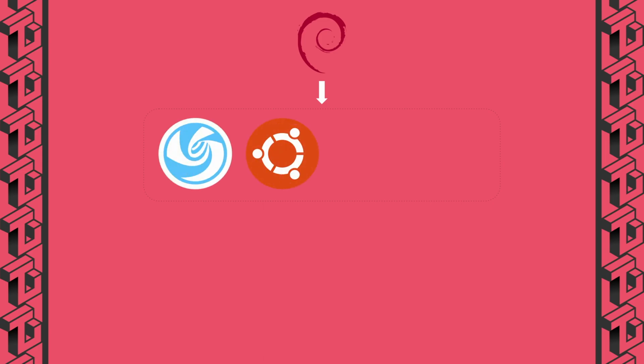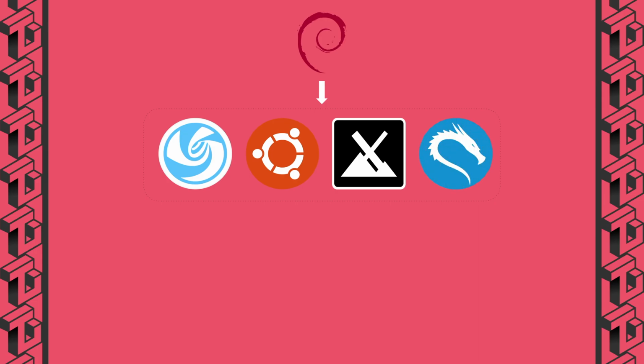Each of these derivatives has a purpose, such as Deepin, which focuses on a beautiful user experience, or Ubuntu, which is oriented towards beginners and provides a general purpose environment, or MX Linux, which is also targeted at newcomers, but with desktop and software choices that are better suited to lower-end machines. Then there's Kali Linux, which is focused on security and penetration testing.